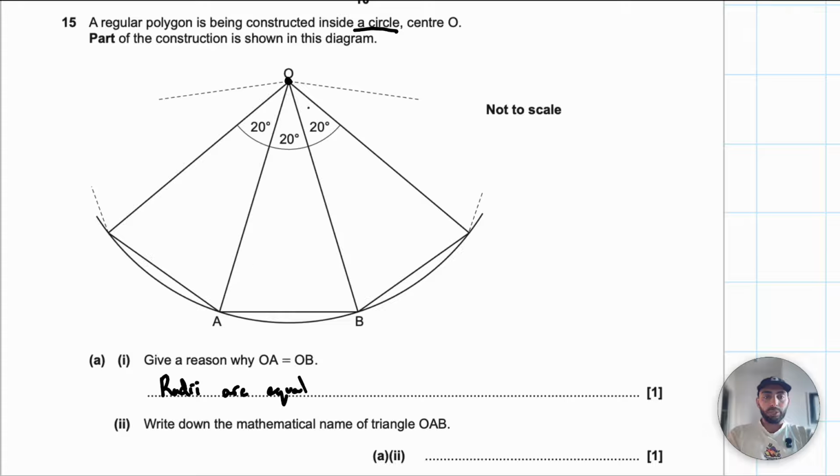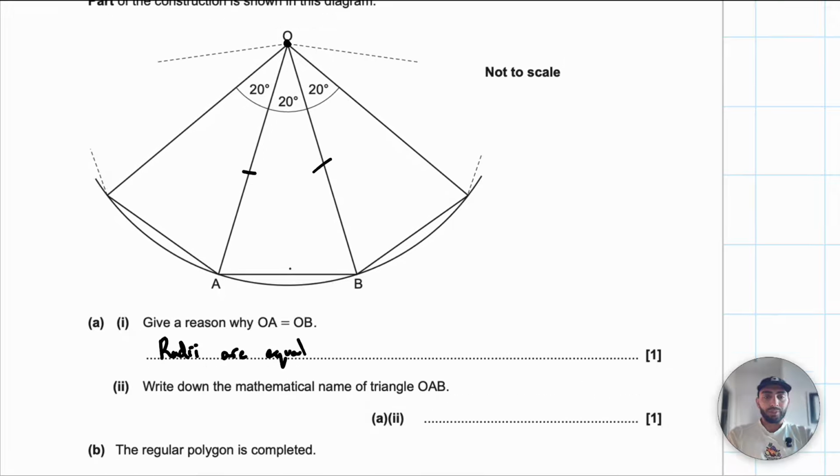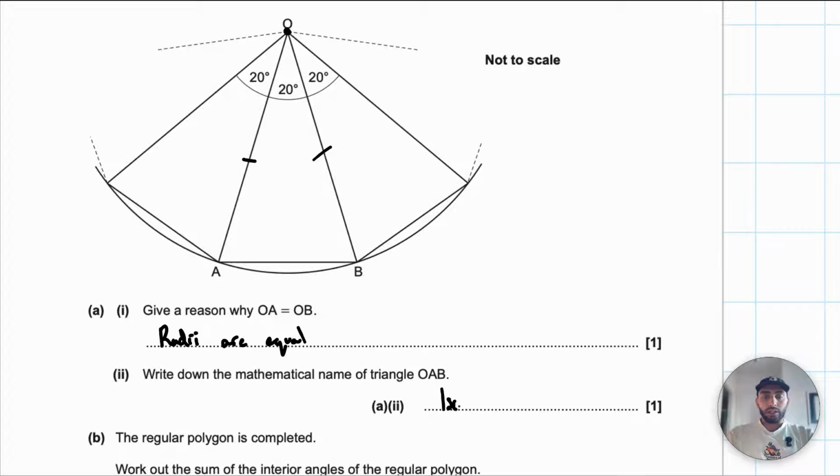Part 2, write down the mathematical name of triangle OAB. So OAB, which is this one, and we know that these two are radii, and it tells us OA equals OB. So we've got two sides that are equal and one side that's different. This is telling us that it's going to be an isosceles triangle.